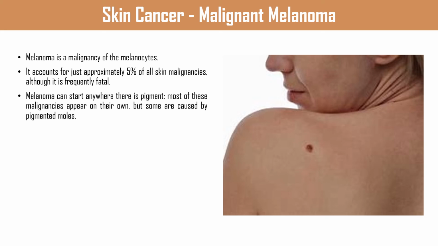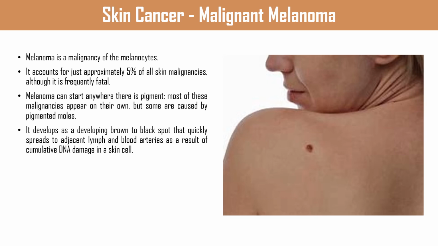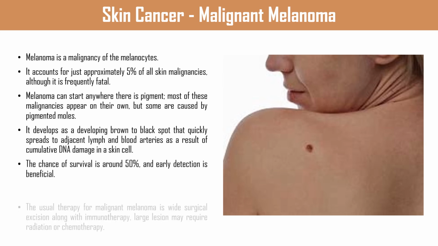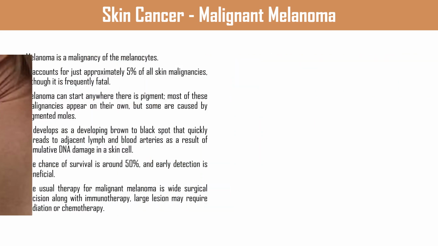Melanoma can start anywhere there is pigment. Most of these malignancies appear on their own, but some are caused by pigmented moles. It develops as an enlarging brown or black spot that quickly spreads to adjacent lymph nodes and blood vessels as a result of cumulative DNA damage in the skin cell. The chance of survival is about 50% and early detection is beneficial. The usual therapy for malignant melanoma is surgical excision along with immunotherapy. Large lesions may require radiation or chemotherapy.